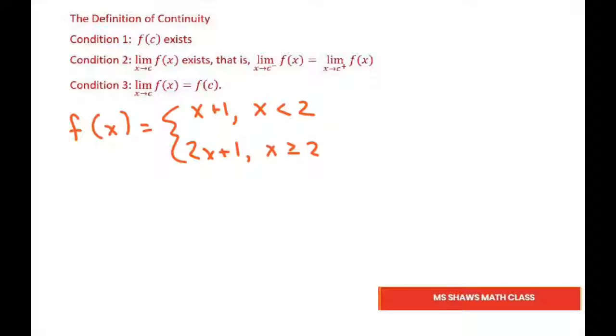Here's our function and here's our definition of continuity. It must meet these three conditions. So we want to see if it's continuous at x equals 2.